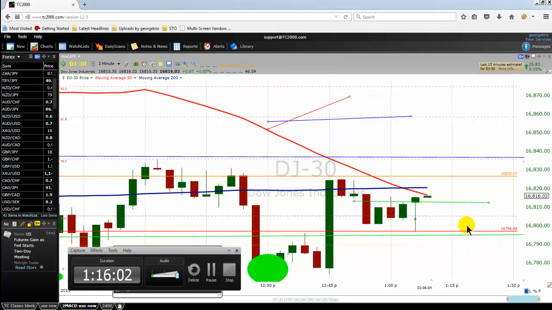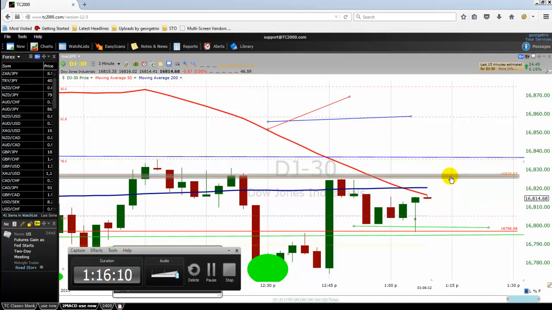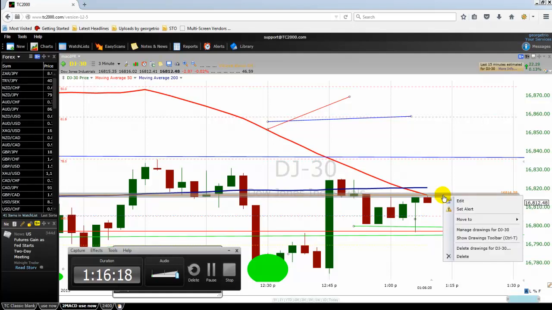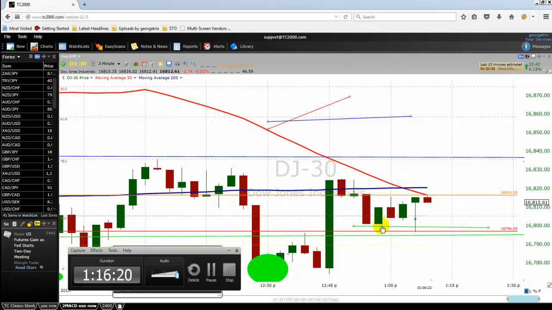Now this candle is closed. I want to buy Dow Jones now at 16816. I need to move my entry again. 16816, where are we? That's it, right there. So that's my entry. It's orange. So let's see, 16816. Okay, let's see below.